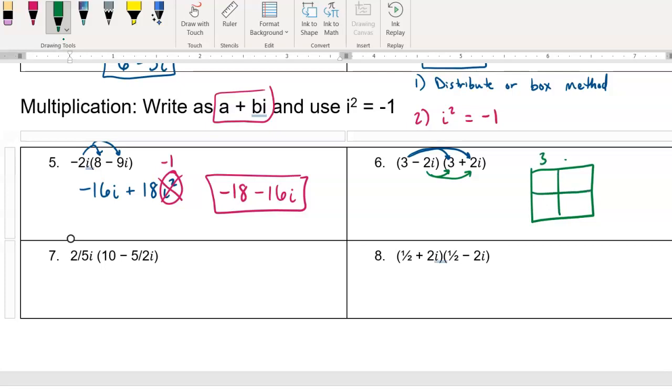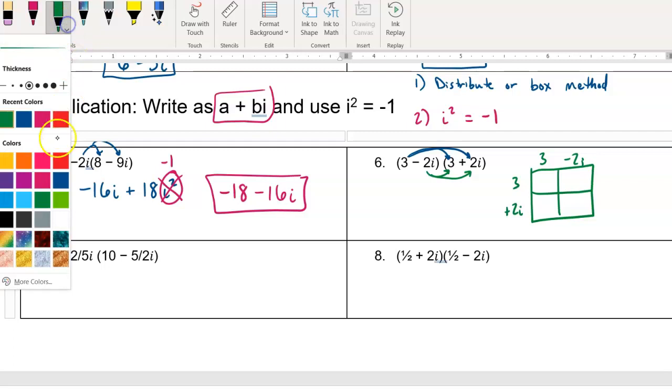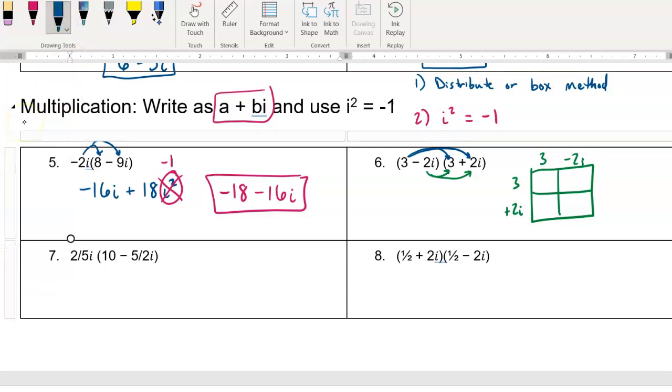So I'm going to put one factor, 3 minus 2i, on one side, and put 3 plus 2i on the other side. So now let's multiply these together. When you do that, 3 times 3 is 9. 3 times negative 2i is negative 6i. 2i times 3, that's a positive 6i. And 2i times negative 2i is negative 4i squared.